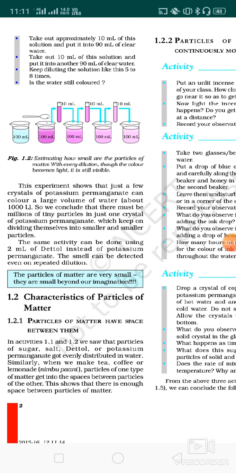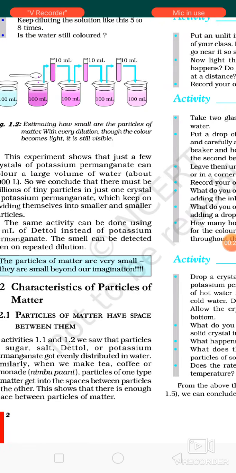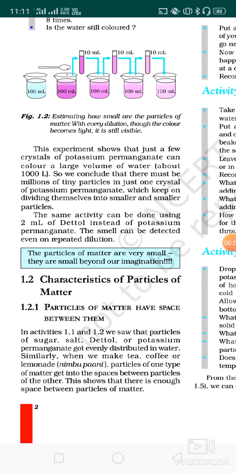As we observed in the previous activity, particles of sugar, salt, Dettol and potassium permanganate got evenly distributed in water, equally distributed. When we make tea, coffee and lemonade, nimbu pani, particles of one type of matter get into the space between the particles of another type. That shows that there is enough space between the particles of matter.